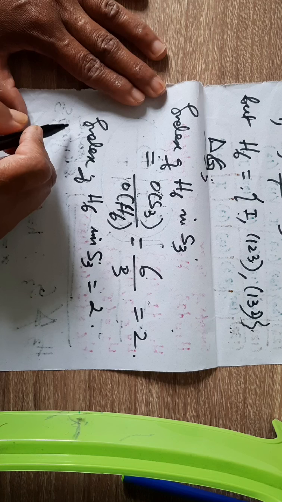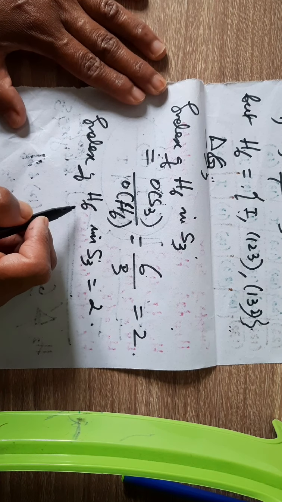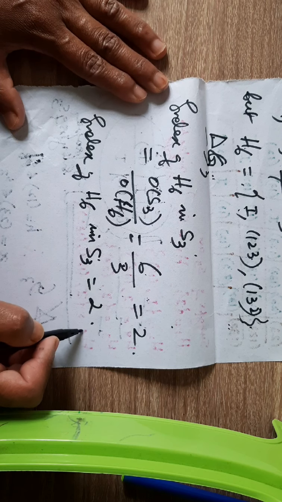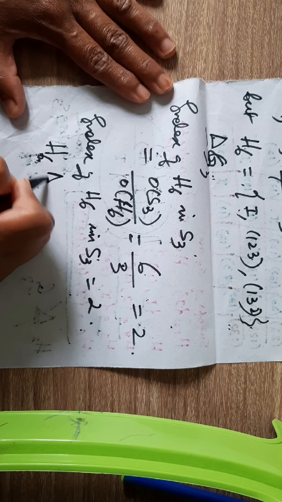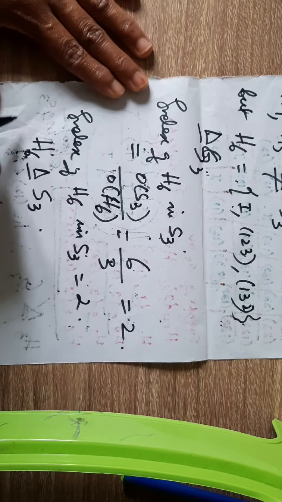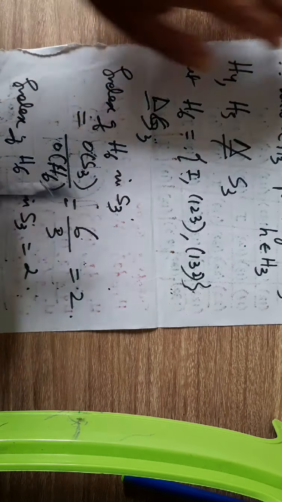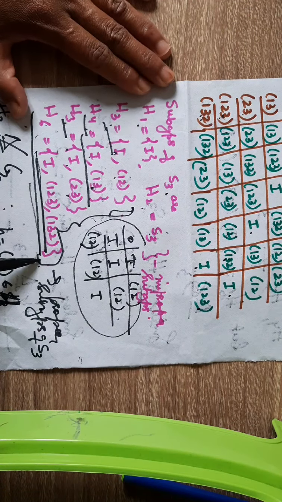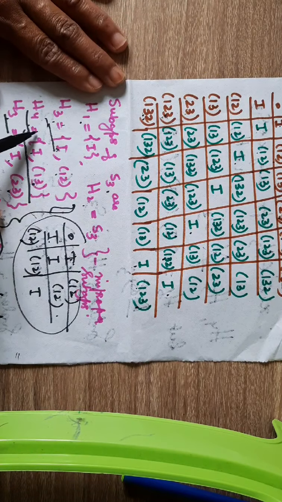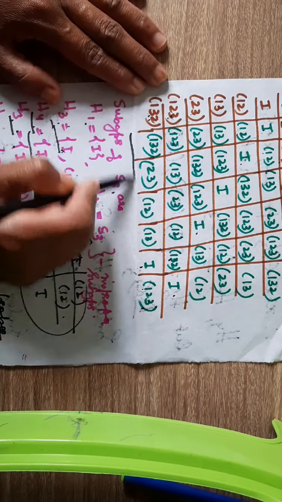By the theorem, if the index of a subgroup is 2 in a group G, then that subgroup will always be a normal subgroup of G. So by applying that theorem, we can conclude that H6 is a normal subgroup of S3. So this shows that H6 is the only normal subgroup of S3. And H3, H4, H5, which are the other proper subgroups of S3, are not normal subgroups of S3.